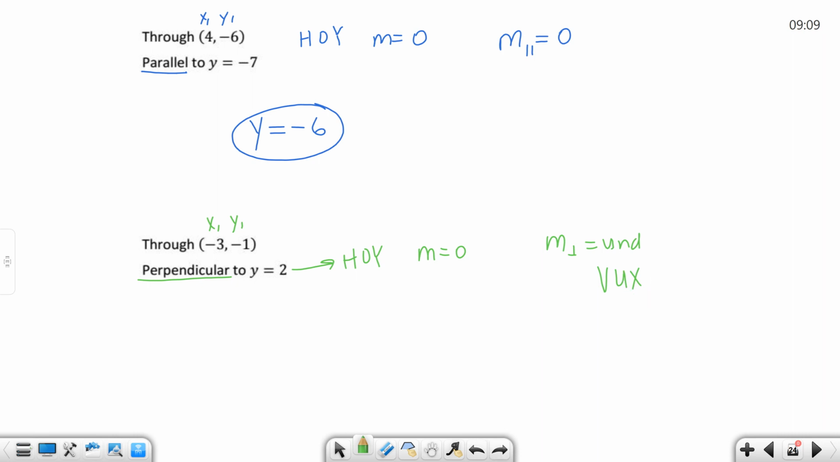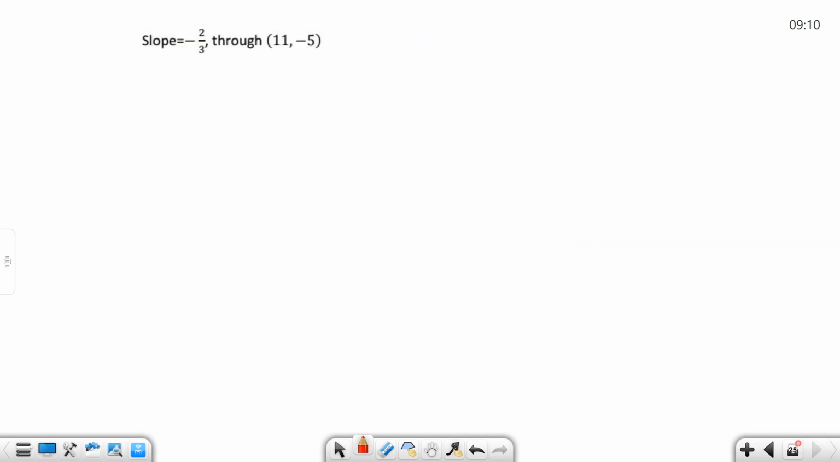And the Vux tells me it's going to be x equals a number. So x equals what? Yes, x equals -3 because there's your x value. X equals -3, and that's a vertical line. It doesn't have a y in it. There's nothing to simplify. It's not in slope-intercept form, but I guess it's technically in standard form: A is 1, B is 0, and C is -3. Okay? So I shouldn't say I guess; it is in standard form that way. All right? But there's your parallel to y equals -7 or perpendicular to y equals 2.